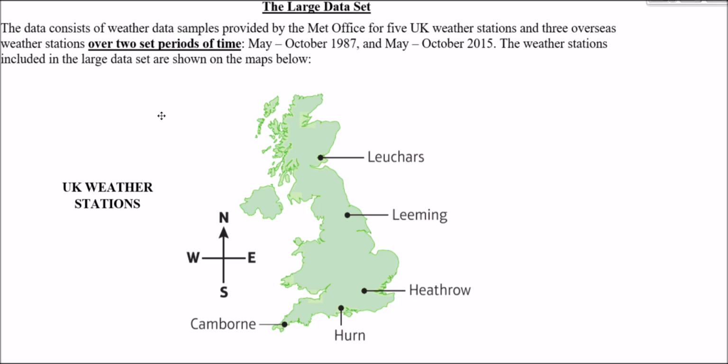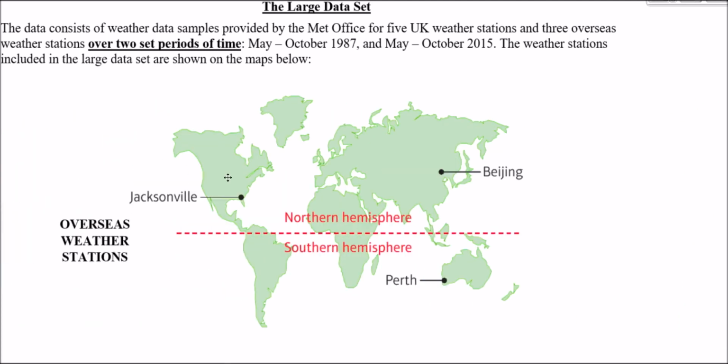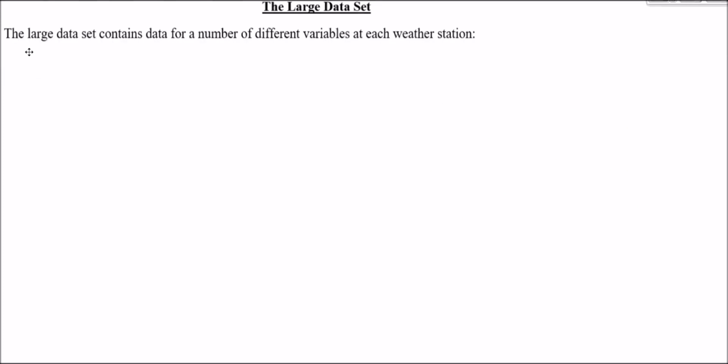And there's also some overseas ones, which are here. We've got Jacksonville in the USA, in the Northern Hemisphere, Beijing in China, and Perth in Australia in the Southern Hemisphere. So there's only 3 overseas ones. The large data set contains data for a number of different variables at each one of these weather stations.